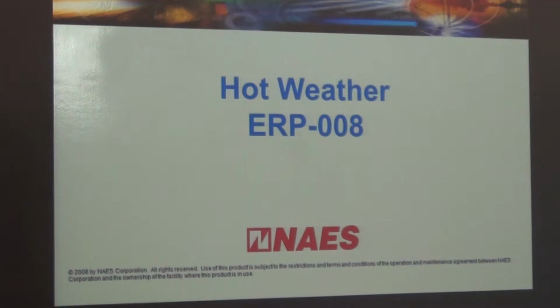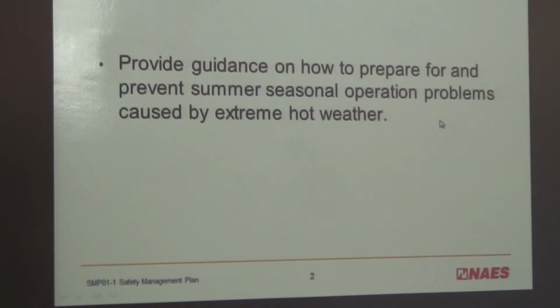All right, this is the annual training for the hot weather portion of the emergency response plan, which is the ERP 008. The plan requires, of course, the annual training. It also provides guidance on how to prepare for and prevent summer seasonal operational problems caused by extreme hot weather.